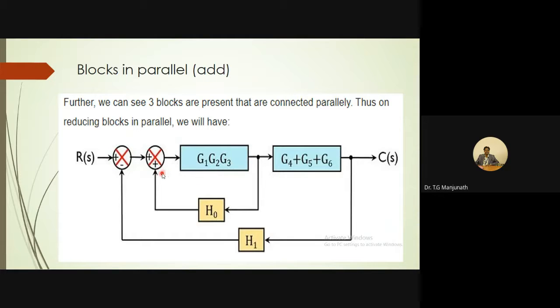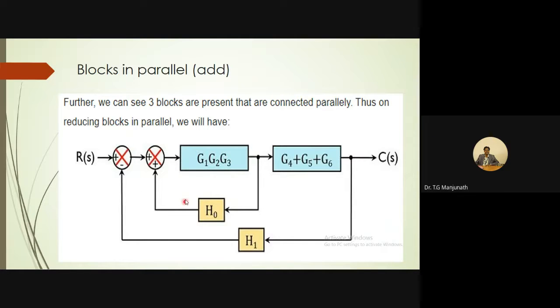Then in this case, what is the feedback here? Feedback is positive. Then what is the resultant value? How to find? G divided by 1 minus GH. Why G divided by 1 minus GH? Because feedback is positive. What is the G value here? G1, G2, G3. What is the H value? H0. Hence I can replace this by the value G divided by 1 minus GH.